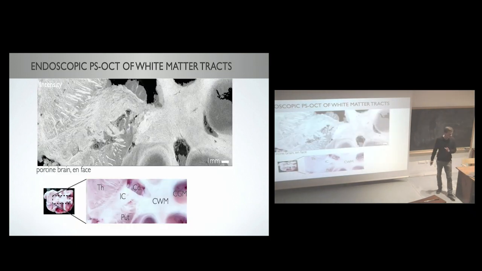So this is preliminary work. We just imaged porcine brain ex vivo, first in a benchtop configuration. This is a wide field image of this coronal section, where even in the scattering signal you can appreciate different white matter tracts that are oriented in different directions.